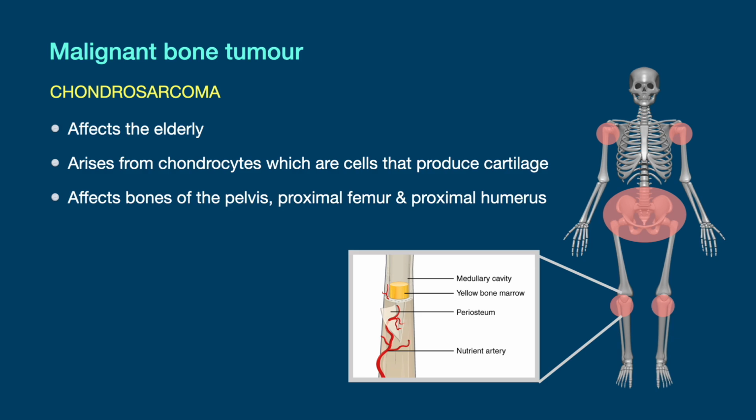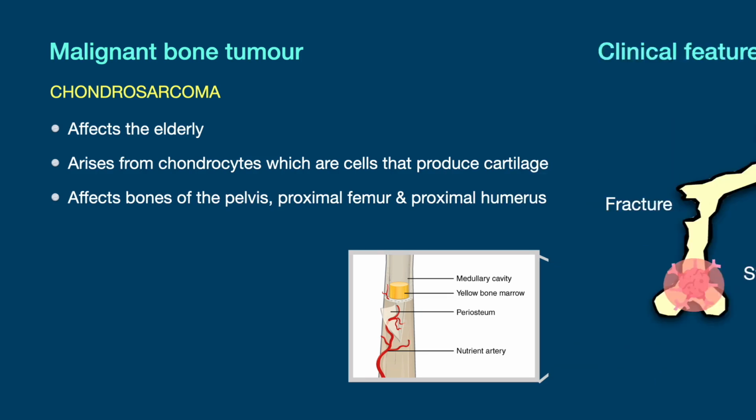Finally, we will be looking at chondrosarcoma. This tumor affects the elderly. It arises from chondrocytes, which are cells that produce cartilage. Chondrosarcoma mainly affects the bones of the pelvis and the proximal femur and proximal humerus. On imaging, the tumor forms in the medullary cavity.